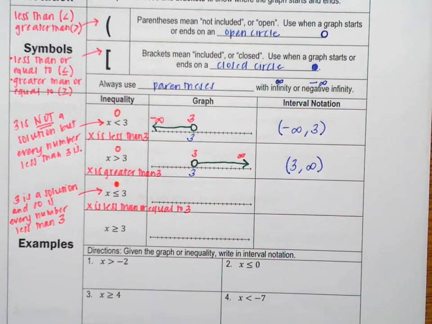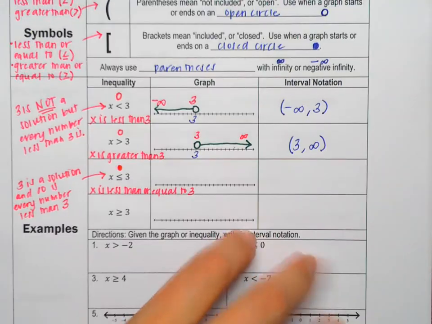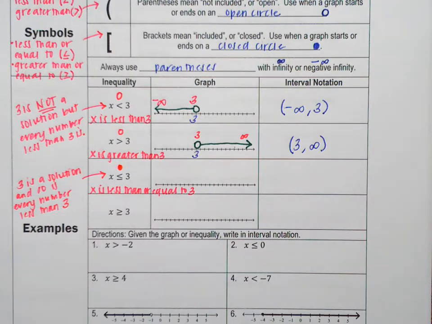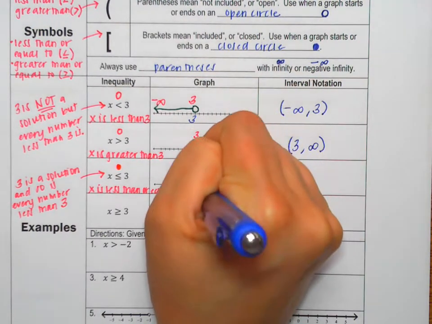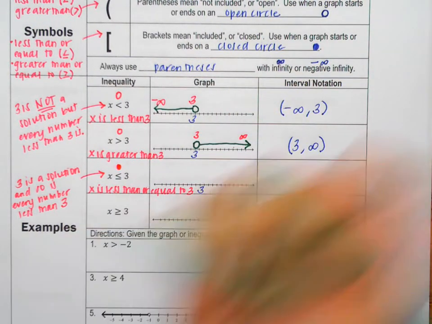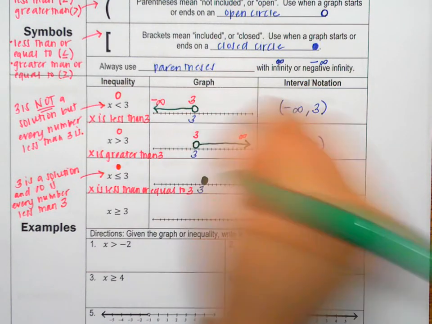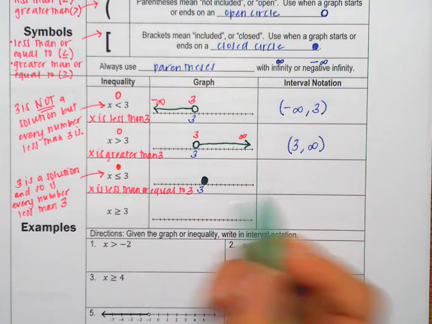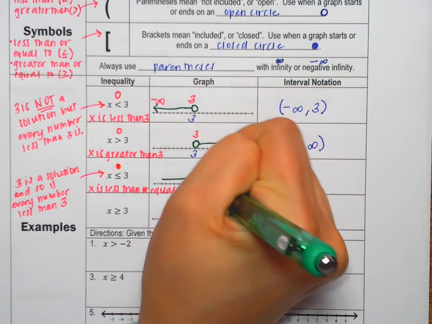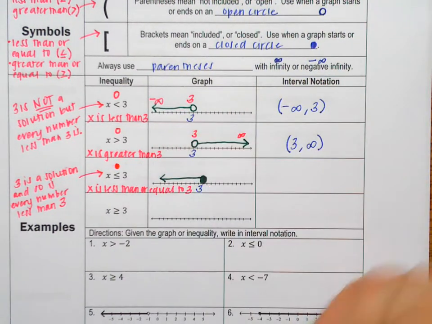Okay, so let's graph that. So it's similar to what we've been doing up here. We can put the 3 wherever. It's going to be a closed circle at 3. And it's less than or equal to, so less than is going in the negative direction. And that's my graph.